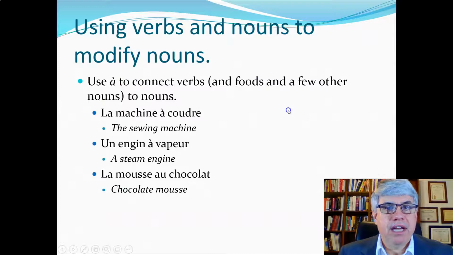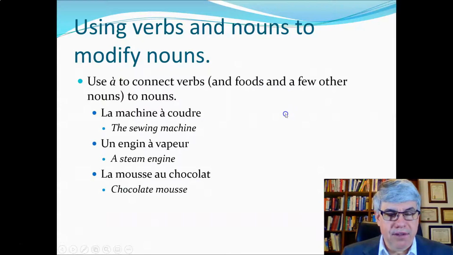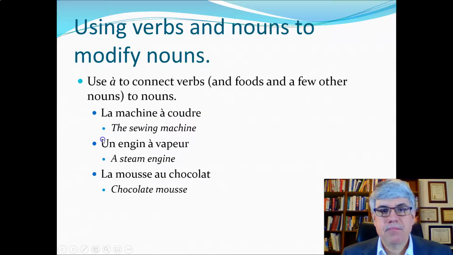Now, when we want to connect verbs and nouns together, we use à to connect verbs to a noun. Sometimes we use à for foods and a few other nouns too. So à will connect things also. So for example, we might have la machine à coudre. So coudre means to sew. So a machine à coudre would be the sewing machine.